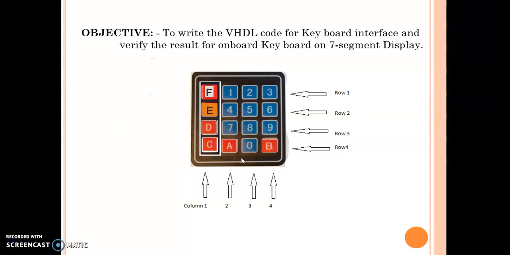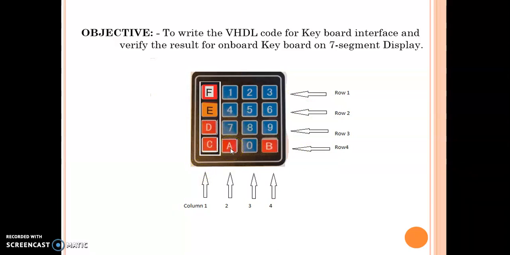In this experiment we will interface a 4x4 hex keypad. When the first key, that is the key from row 1 and column 1, is pressed, we will display F. When the key from row 2 and column 1 is pressed, we will display E. When the key from row 3 and column 1 is pressed, we will display D. And when a key is pressed from row 4 and column 1, we will display C.